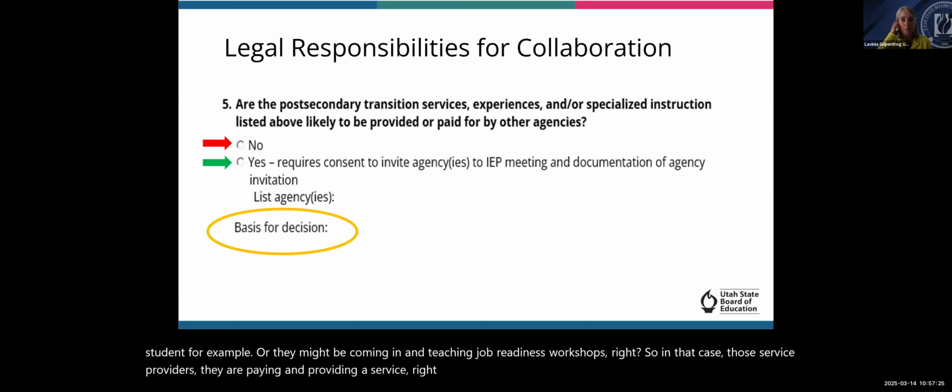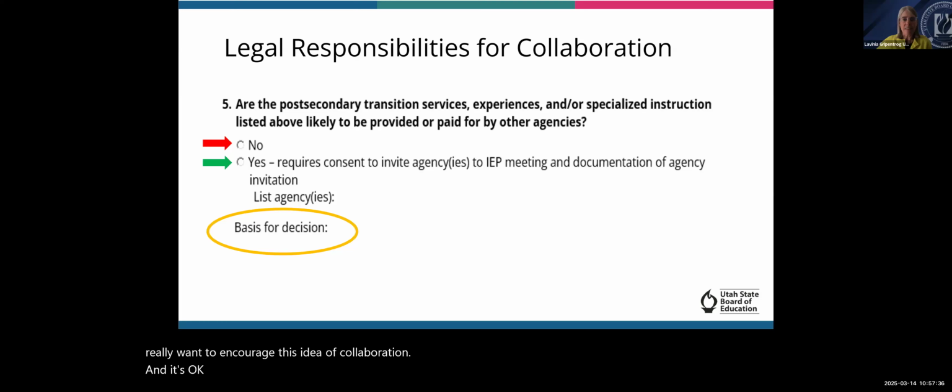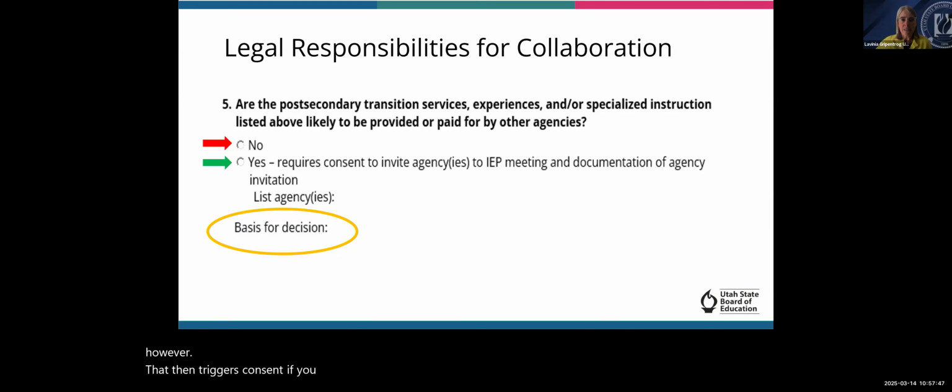So I know this is confusing, but my takeaway here is that we really want to encourage this idea of collaboration, and it's okay to check yes. And I think it would be preferred to check yes on this section of the transition plan. However, that then triggers consent if you plan to invite that outside agency.